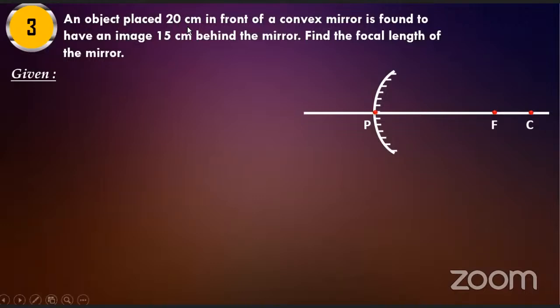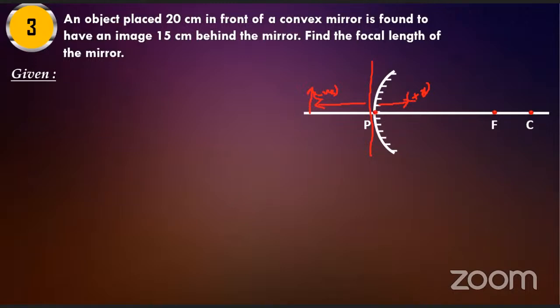Simply, object distance is given. Is the object distance positive or negative? Object distance is negative. So here is our y-axis. Object distance is always in front of the mirror, so this is along the negative x-axis. The image is behind the mirror, this side, along the positive x-axis. So is the image distance positive or negative?